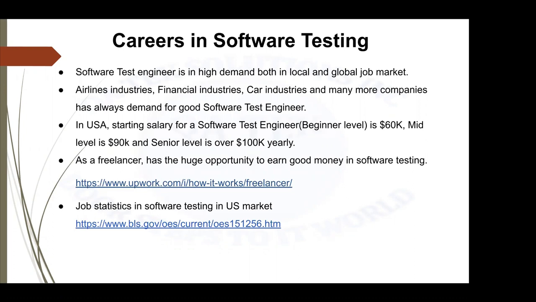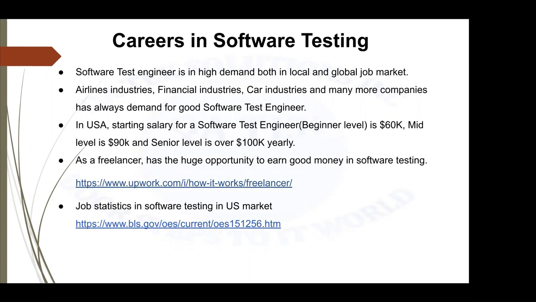Now let's come to the salary portion, like how much a software test engineer makes in the USA. If you join as a beginner-level software test engineer in a company, your maiden salary would be $60,000 yearly. If you're a mid-level software test engineer, with 4 to 5 years of experience, your salary is going to be $90,000. If you consider yourself at the senior level, the salary is more than $100,000 yearly. So it's a pretty significant amount of money you'll have the opportunity to make.